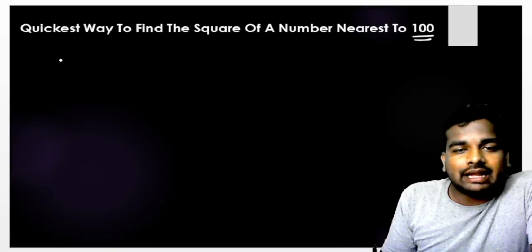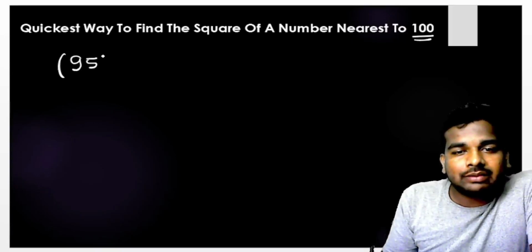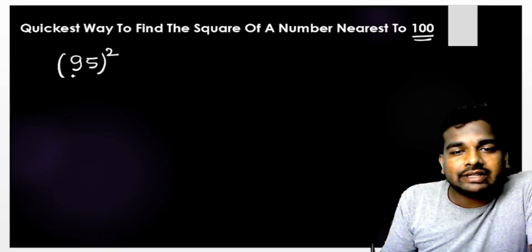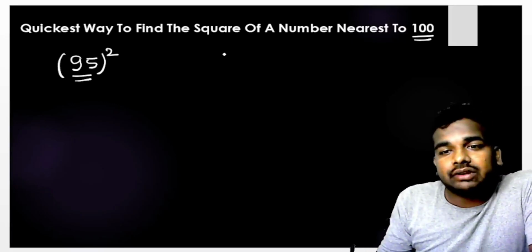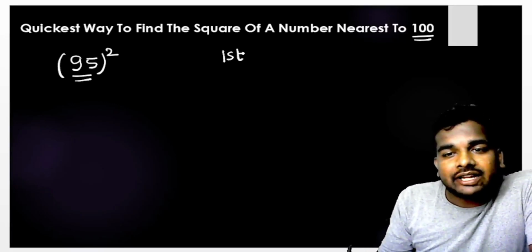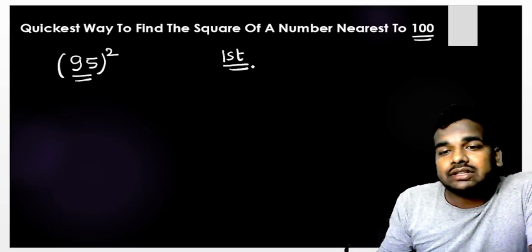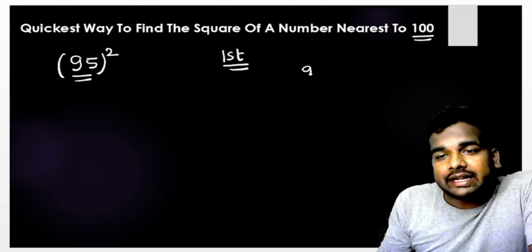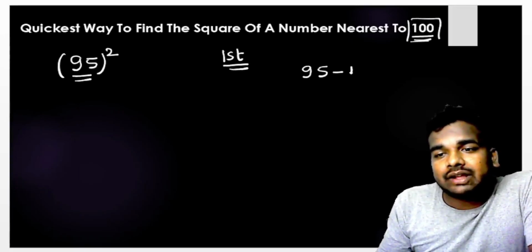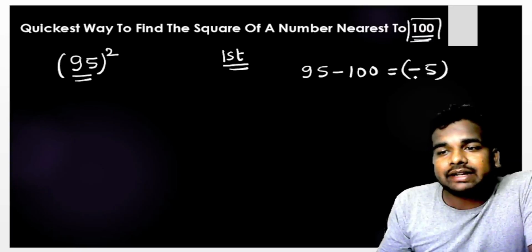Let's take an example. Suppose I take 95, and you are going to find the square of this 95. Look students, the first step is to check: is 95 nearer to 100? Yes, it is. Then the first step is to subtract 95 from 100. How much do you get? You will get minus 5.